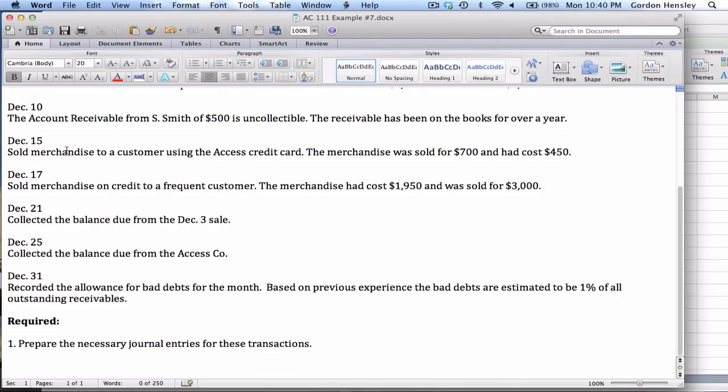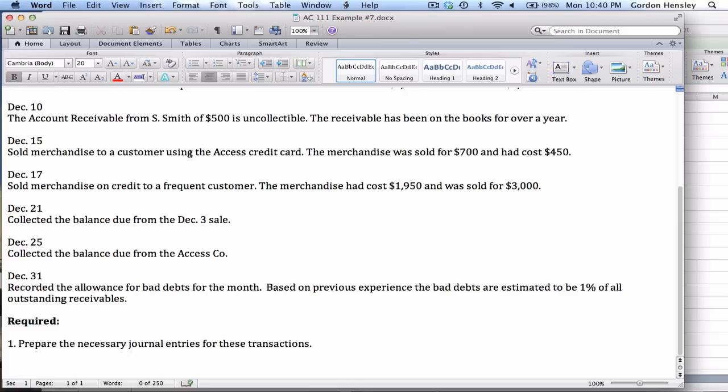Next transaction is on the 10th. Now this transaction says we have an account receivable from S. Smith, $500, and it is uncollectible. Why are they saying that? Well, look at the next sentence. It says this receivable has been on the books for over a year. Well, if it's been on the books for over a year, chances are this person is never going to pay.